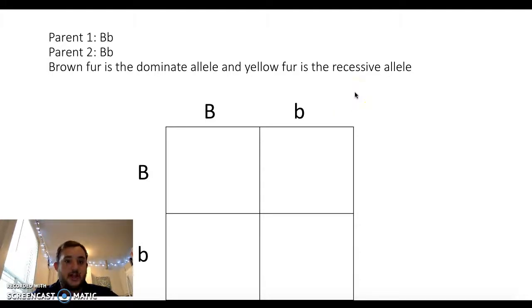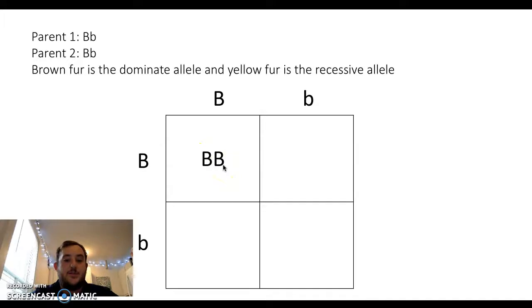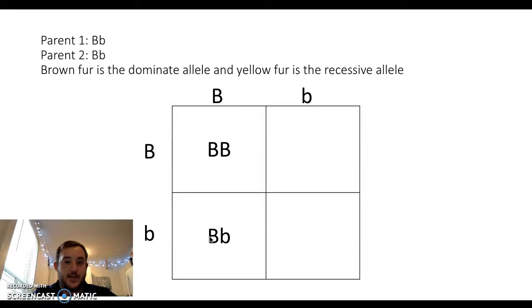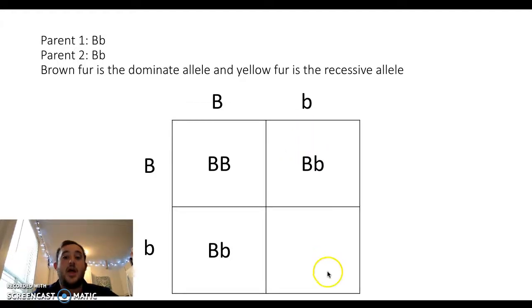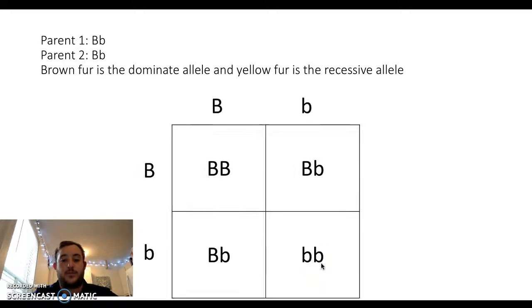So next we're going to take a look at the alleles that are on the top and to the side of each box. So this is going to be box number 1, box number 2, box number 3, and box number 4. For box number 1, we're going to take a look to the top and to the left, and we're going to get big B, big B. For box number 2, we're going to look at the top and the left, and we're going to get big B, little b. Same thing for number 3, we're also going to get big B, little b. And for box number 4, we're going to look to the top and to the left, and we're going to get little b, little b.